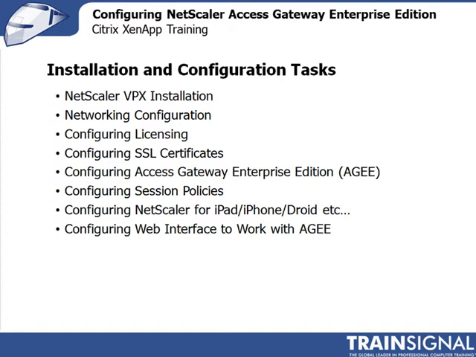We're going to then move on to configuring the Access Gateway Enterprise Edition. We're going to add session policies. We're going to configure it for iPad and iPod connectivity, so on and so forth. And then we're going to configure the web interface so that it can communicate with the Access Gateway Enterprise Edition. So brace yourselves. We're going to do a lot of things in this lesson, and it's going to be a lot of fun. So at this point, I'm going to switch over to the demonstration so that we can get started.